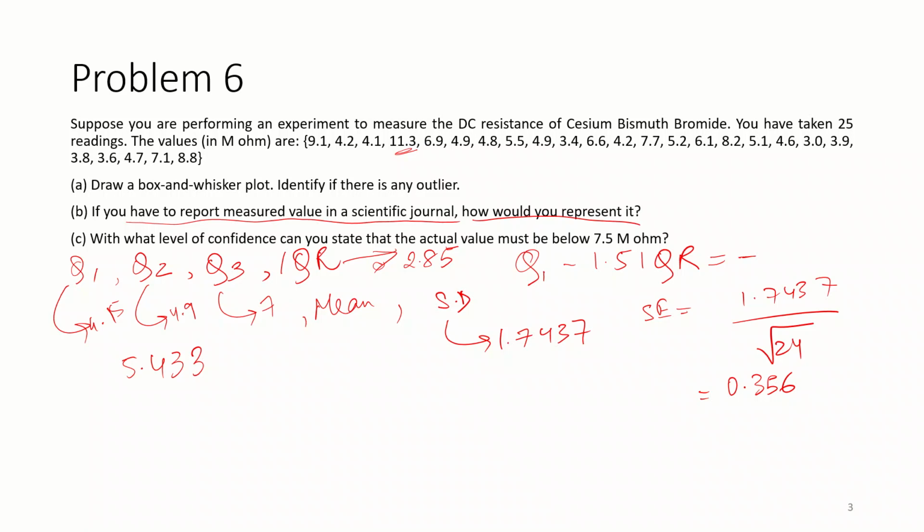So how to proceed ahead? With what level of confidence can you state that the actual value must be below 7.5? So how to do it?